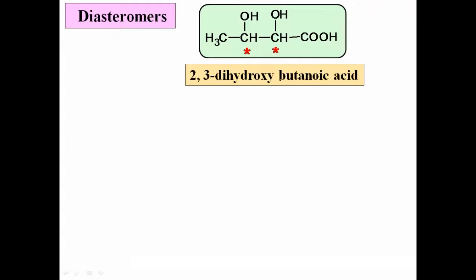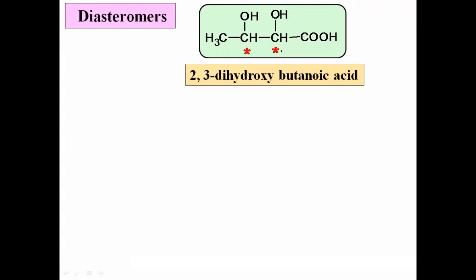Similarly, the next carbon is also attached to 4 different atoms or groups: one OH, hydrogen, COOH, and the remaining group, and therefore it is also chiral in nature. Thus, 2,3-dihydroxybutanoic acid has 2 chiral carbons, 2 asymmetric carbon atoms.